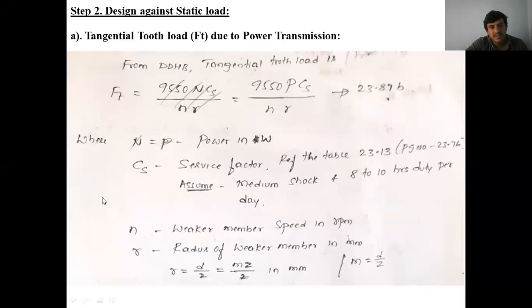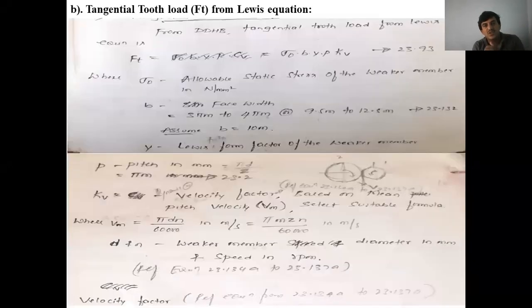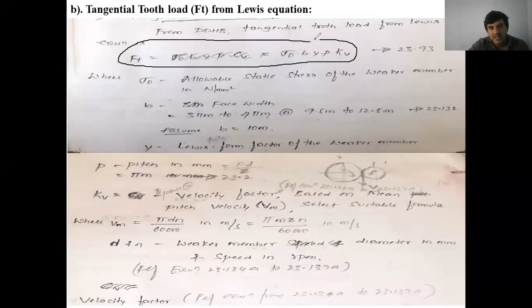Next, after calculating CS, the tangential tooth load that you get is in terms of the unknown module. Next, you go for the tangential tooth load from the Lewis equation. As you already know, the tangential tooth load from the Lewis equation is Ft is equal to sigma naught into B into y into p into kV, that is equation number 23.93. We are already familiar with that, right?